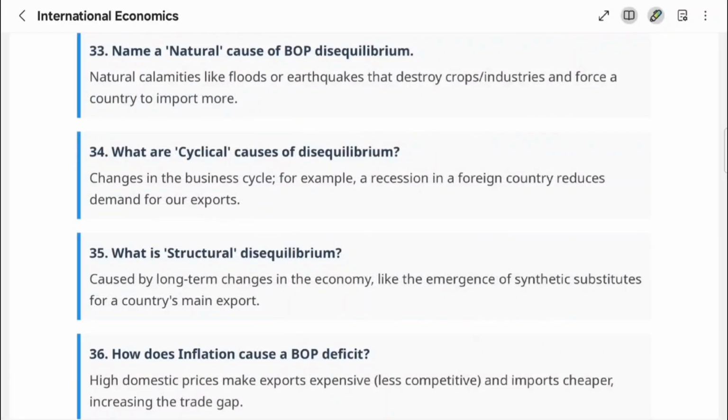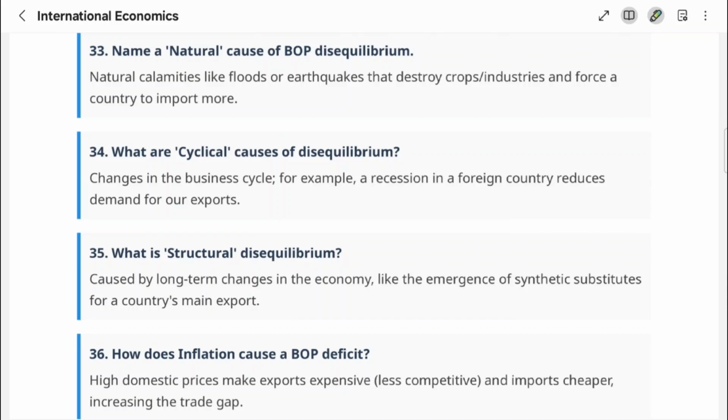Question 33. Name a natural cause of BOP disequilibrium. Natural calamities like floods or earthquakes that destroy crops and industries and force a country to import more. Question 34. What are cyclical causes of disequilibrium? Changes in the business cycle. For example, a recession in a foreign country reduces demand for our exports. Question 35. What is structural disequilibrium? Caused by long-term changes in the economy, like the emergence of synthetic substitutes of a country's main export.